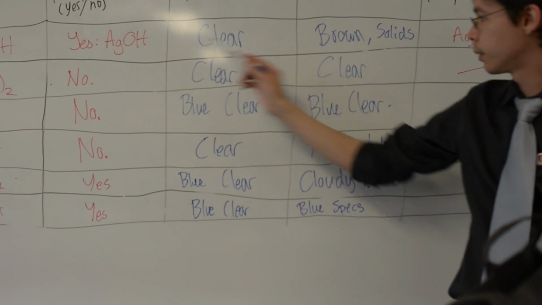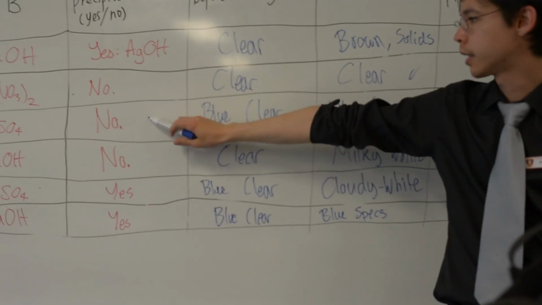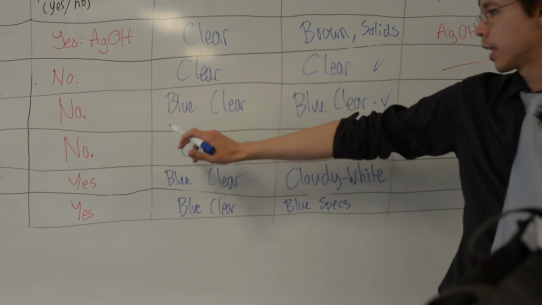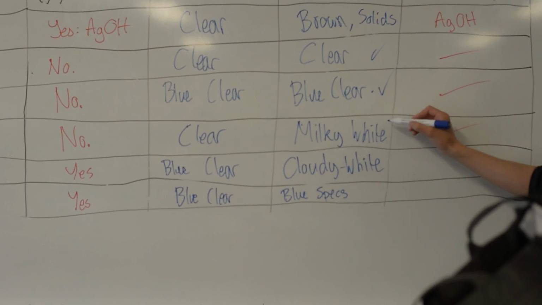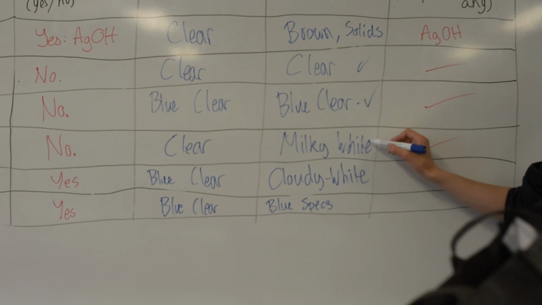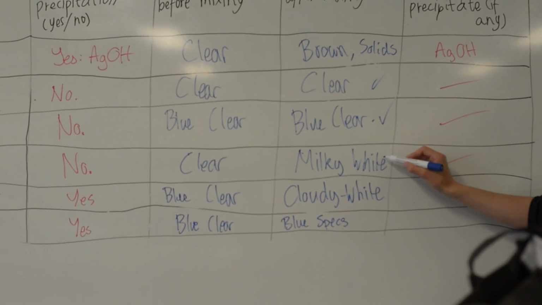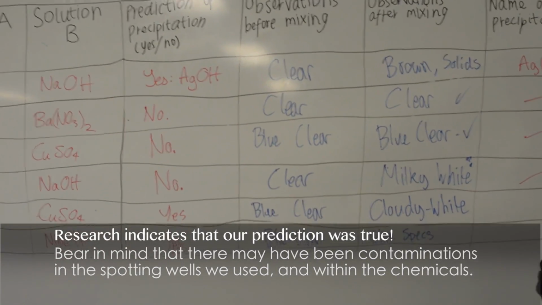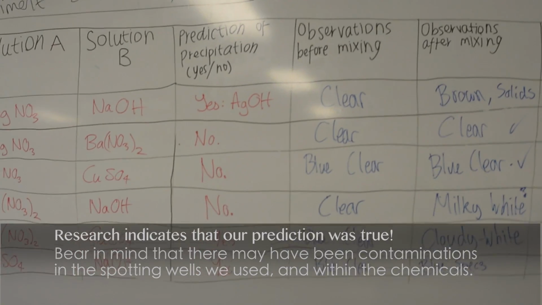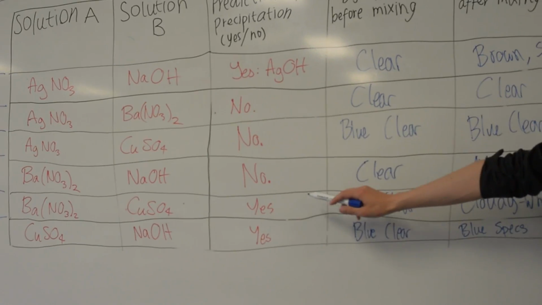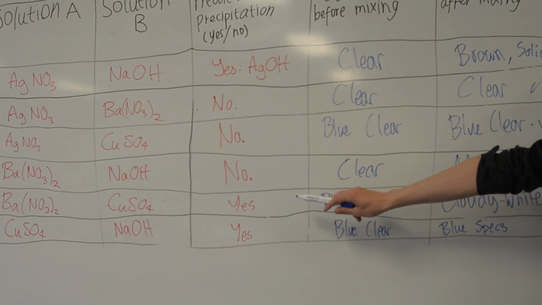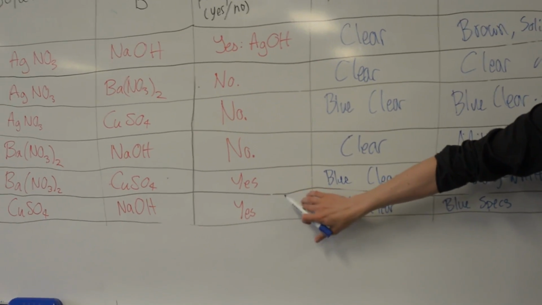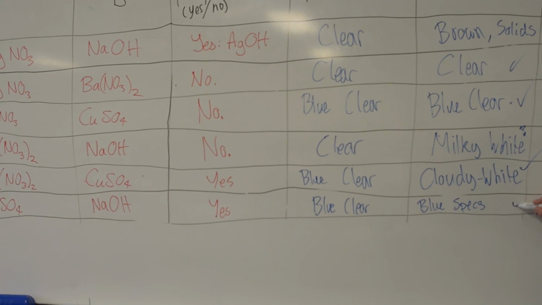We predicted no, that one was right. We predicted no for this one, that was also right. This one here, we predicted that it wouldn't, but it did form precipitate. Is that what you all found as well? So that one's one of those exceptions to the rule, I would imagine. That table doesn't work for everything, but it's pretty good for most things. The fifth experiment, we predicted it would precipitate, and we saw one. Last one we predicted it would precipitate, and we saw it again. We had blue specks.